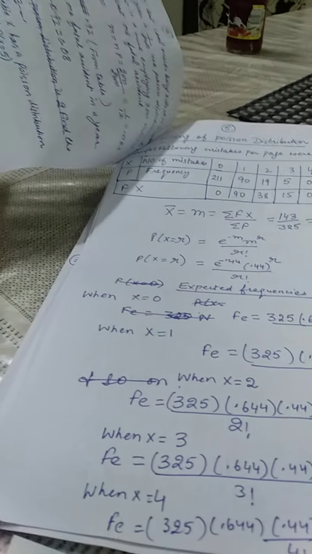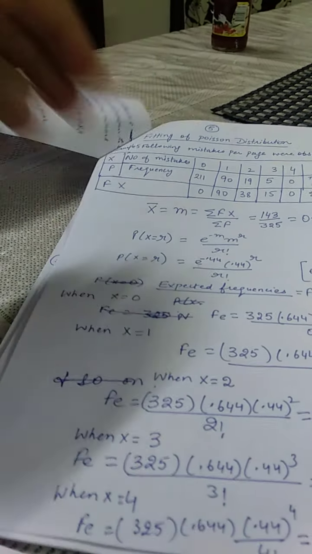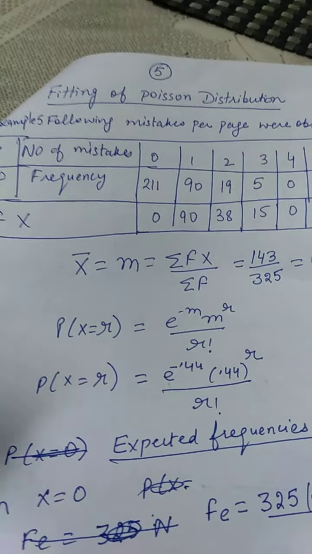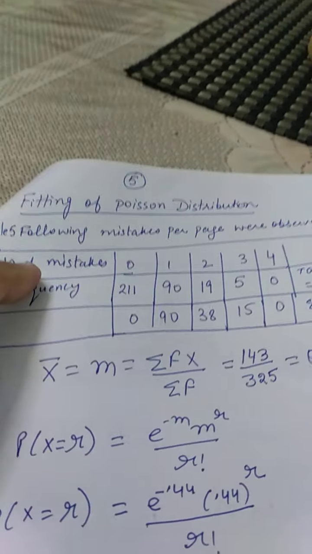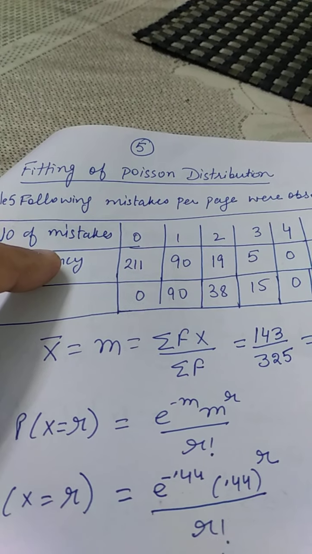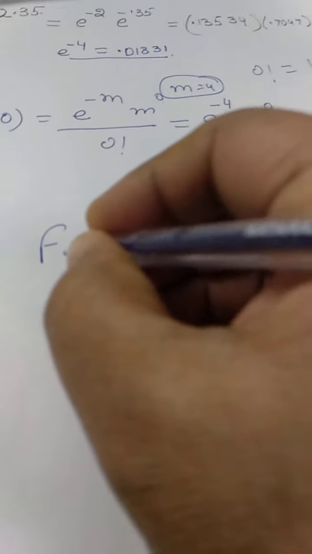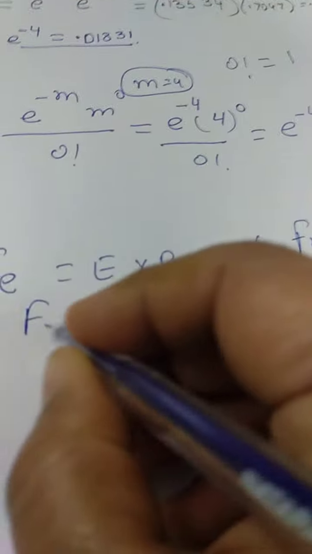Then let me take another numerical of the Poisson distribution, that is fitting of Poisson distribution. So fitting we have already done in case of binomial distribution. Fitting we will also discuss in the Poisson distribution. So what you will do is, whenever the fitting is asked, you have to find out the FE, that is called the expected frequency. And how will you find out the expected frequency?